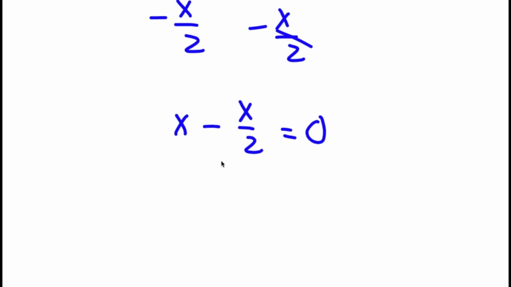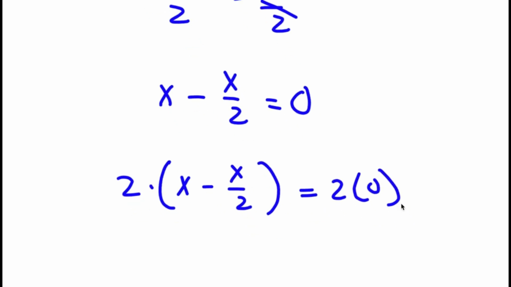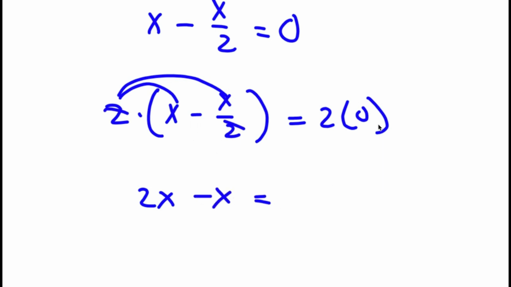Now I'm going to multiply both sides by 2. So now I have (x minus x over 2) times 2 is equal to 2 times 0. So for 2 times (x minus x over 2), I'm simply going to distribute the 2 to all terms in my parentheses here. So first off, 2 times x, that's simply equal to 2x, and 2 times negative x over 2, the 2's simply cancel out, so I'll be left with negative x. And this is equal to 2 times 0, which is simply equal to 0.